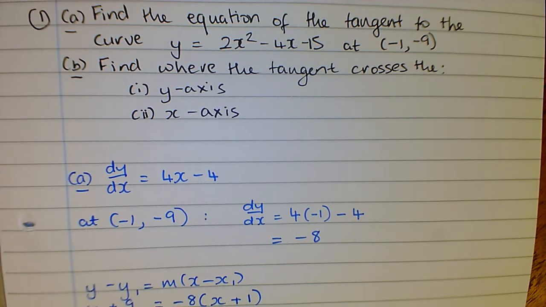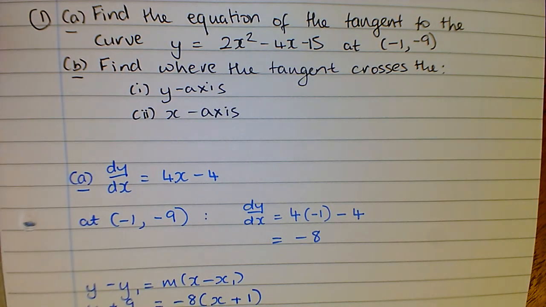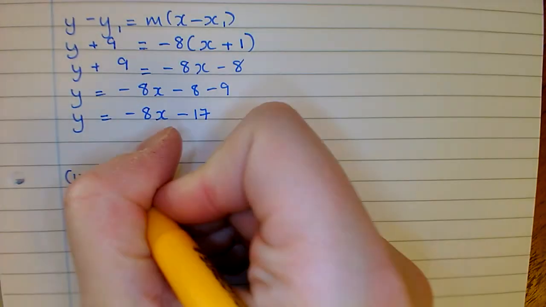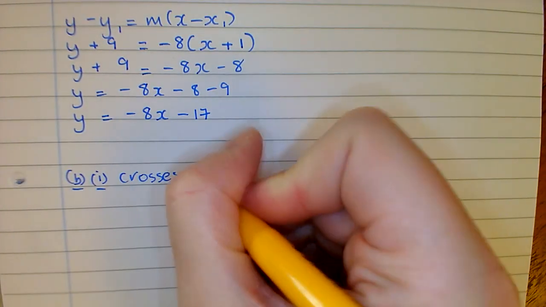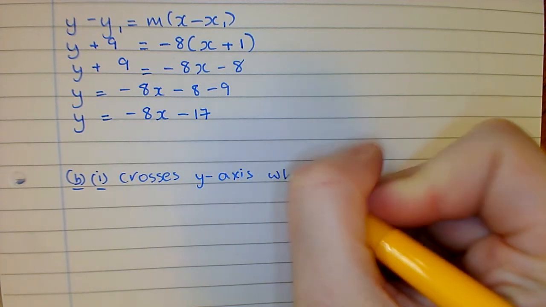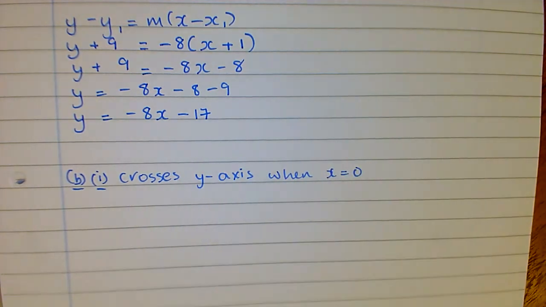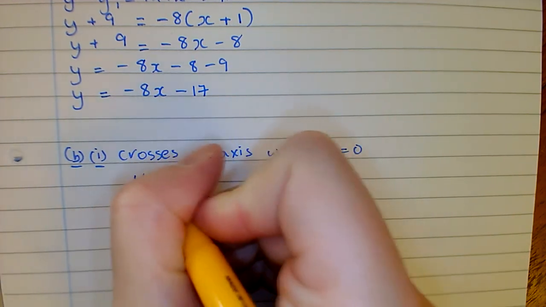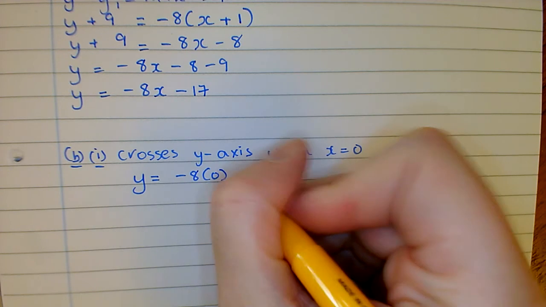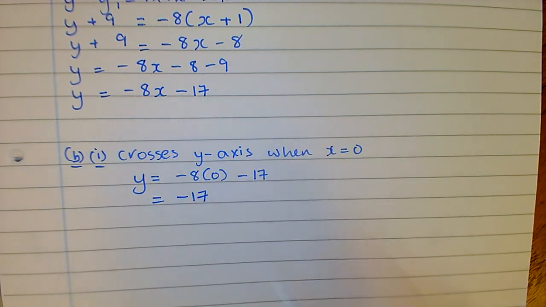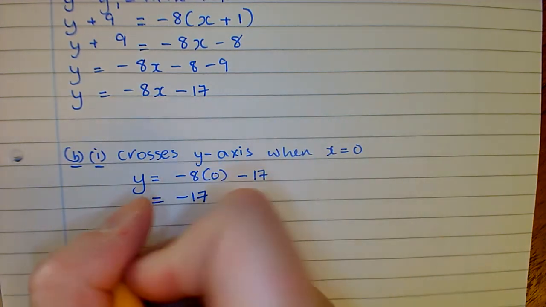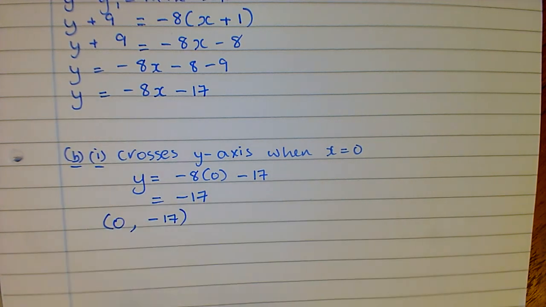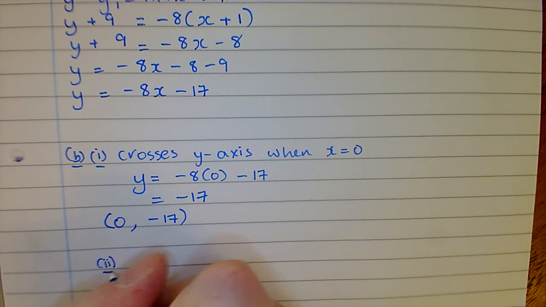Second part of the question then was find where the tangent crosses the y-axis and crosses the x-axis. So B part 1 then, it crosses the y-axis when x equals 0. So in our equation of the tangent, put in x equals 0, and we get that y is minus 17, so it crosses the y-axis at (0, -17).